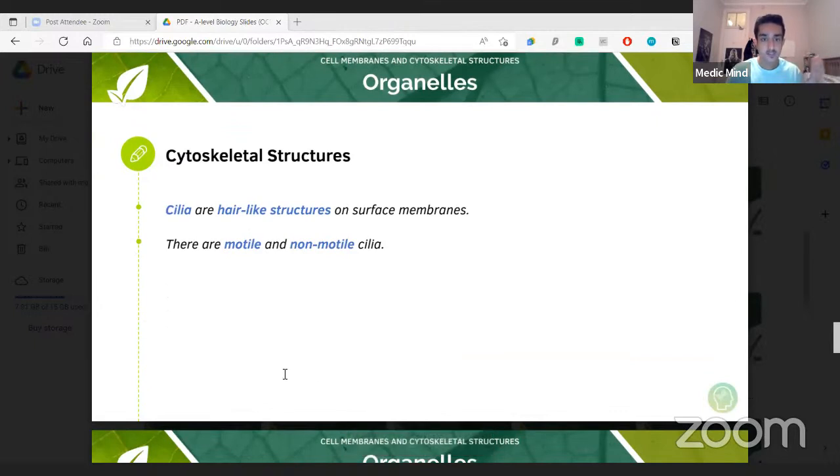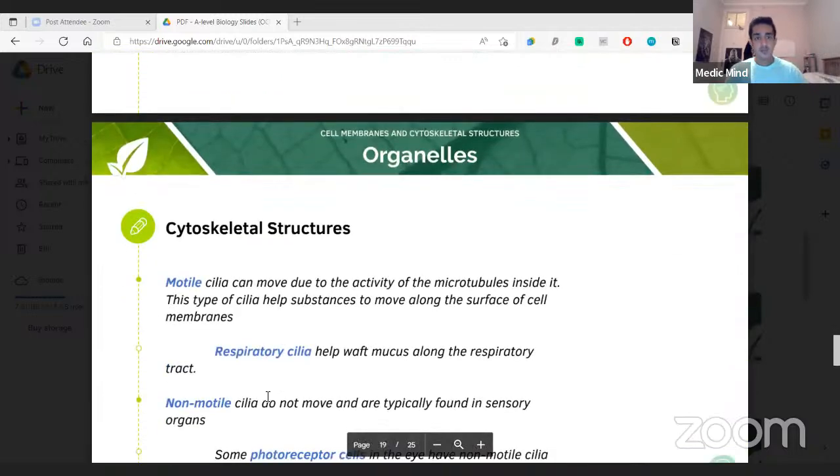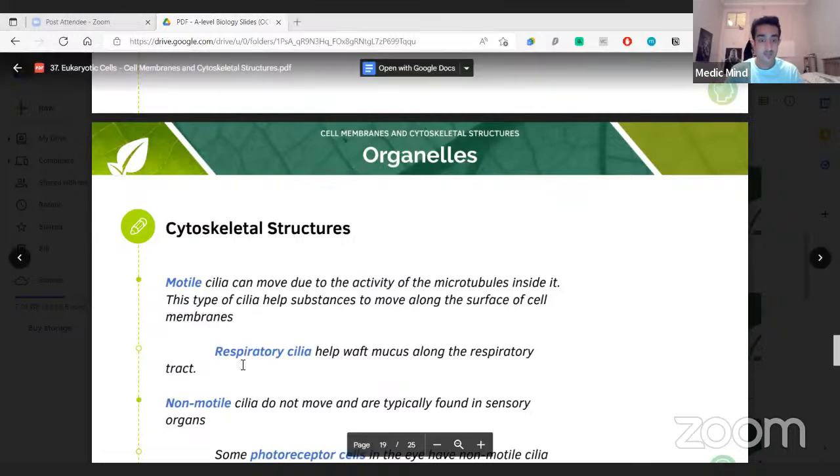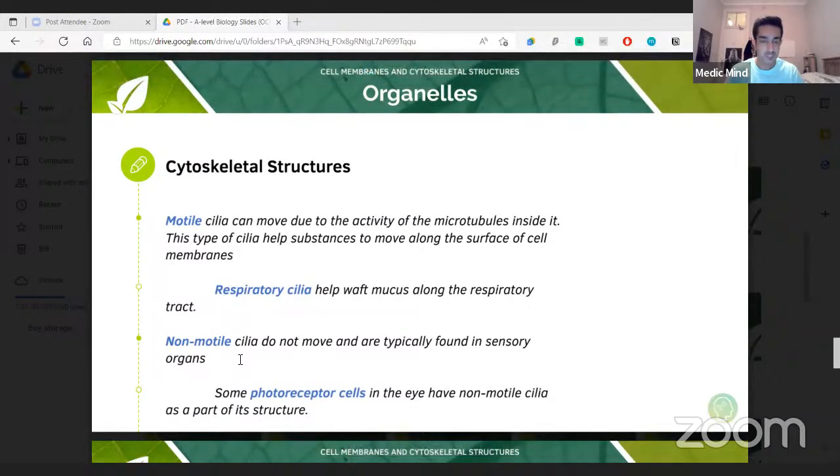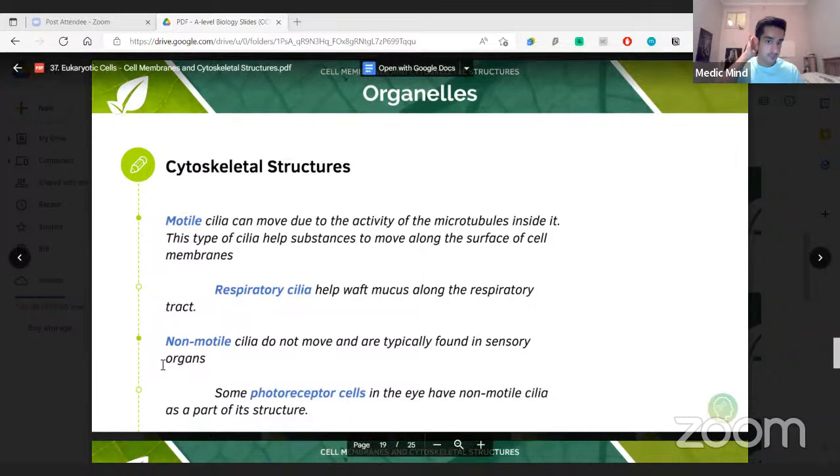Cilia are hair-like structures on surface membranes. There are motile and non-motile cilia. Motile cilia can help move due to the activity of the microtubules inside them. This type of cilia helps move substances along the surface of cell membranes, i.e. respiratory or digestive cilia. Non-motile cilia do not move, and they're found in sensory organs, like in the photoreceptor cells of the eyes. And what they do is they project outwards.